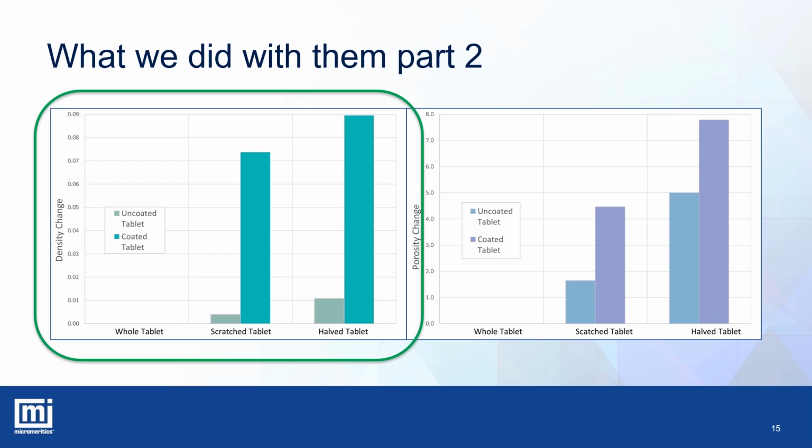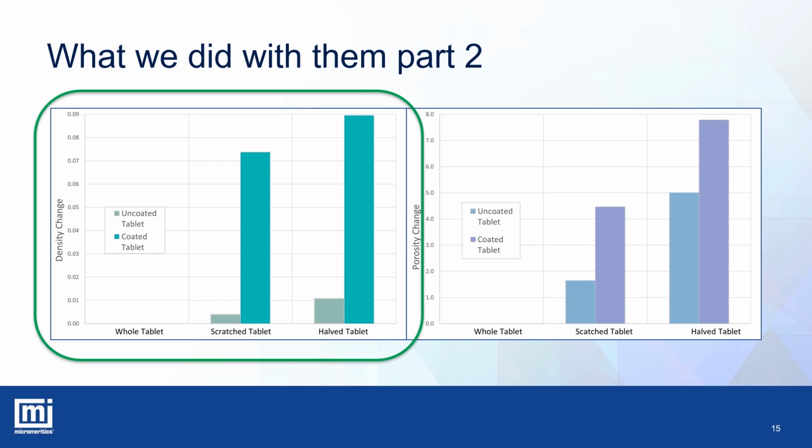This shows the change in density. The change is the comparison of each test result against the result of the whole tablet. So on the left, the whole tablet change is 0 for both tablet types. Then the scratch tablet result shows a small change for the uncoated tablet and a much larger change for the coated one. The half tablet shows higher changes compared to the scratched equivalent.